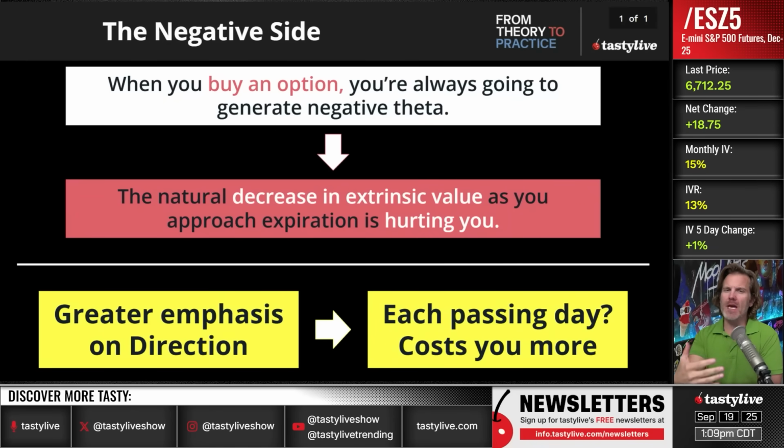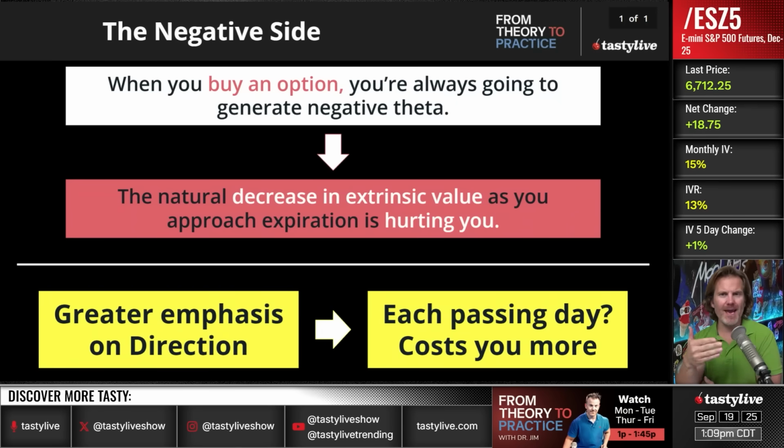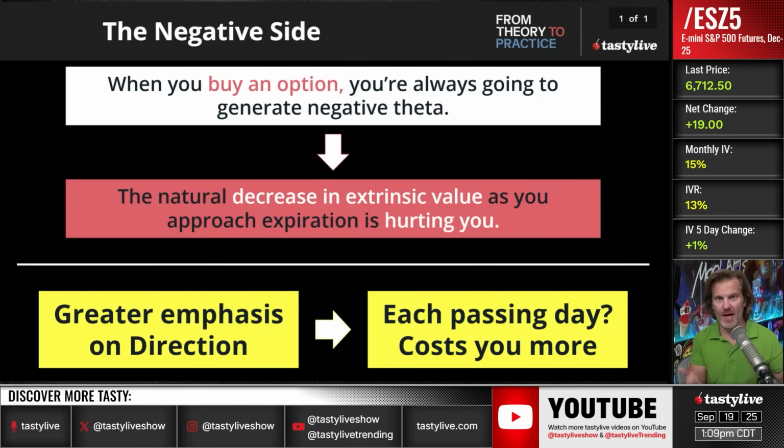So what does that actually mean if we push it a little bit further, kind of maintaining the same parallel that we established yesterday with the positive theta side? That means the natural decrease in extrinsic value as you approach expiration is hurting you. Remember, it was helping the option seller. It was helping the short side of the contract. So naturally, it's going to be hurting you, the option buyer. It's going to be hurting you on the long side of the contract. Again, simply put, it's a zero-sum game. So if it's helping one side, it's hurting the other side, and vice versa.